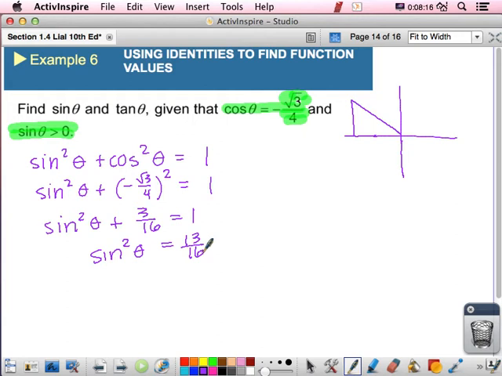Yes? Okay. Now how do I get rid of a square from algebra? You take the square root of both sides, definitely. And then we know that sine of the angle has to equal plus or minus, because when you take the square root, you have to do plus or minus the square root of 13 divided by the square root of 16, which is 4. And it told us in the beginning that sine had to be positive.